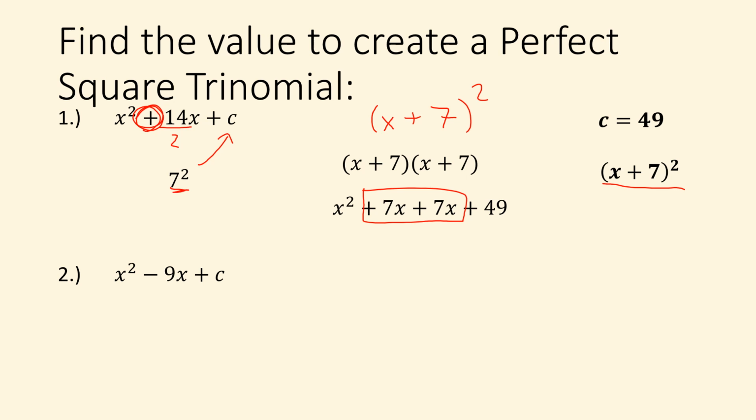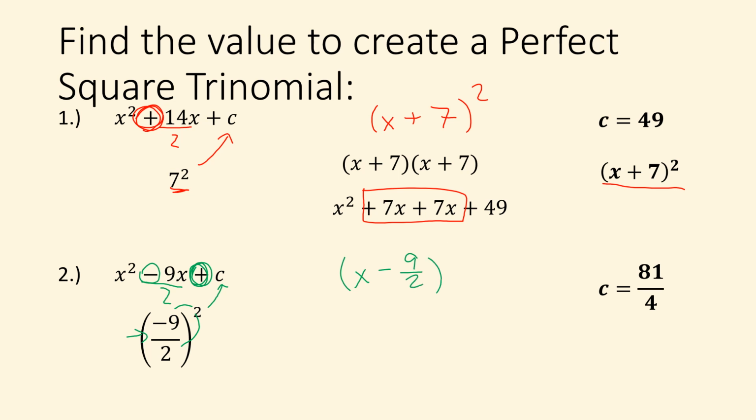Sometimes we're going to have fractions with these. Number 2, okay, negative 9 over 2. That's half of the middle one, and we have to square that. Squaring a fraction is not hard. Just square the top, square the bottom. It's also a negative in this one, but just make note that anytime we square something, it turns positive. So this sign should always be a plus. So negative 9 squared, 81. 2 squared is 4. 81 over 4 is the c. Our parenthesis variable, it's a minus 9 over 2 here. So that's what's going inside our parenthesis squared.